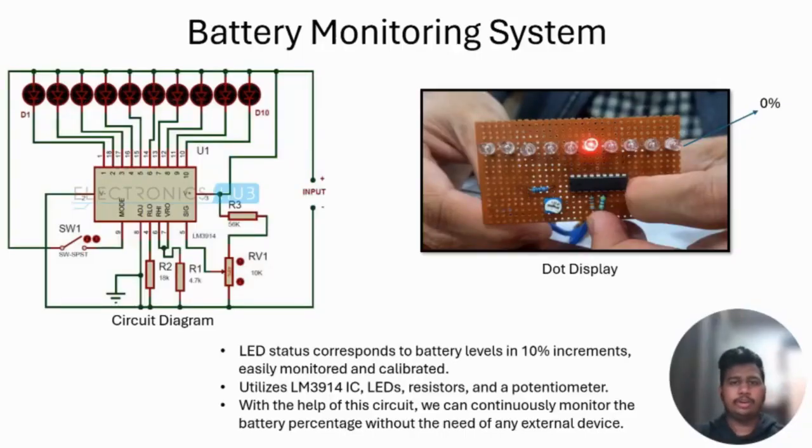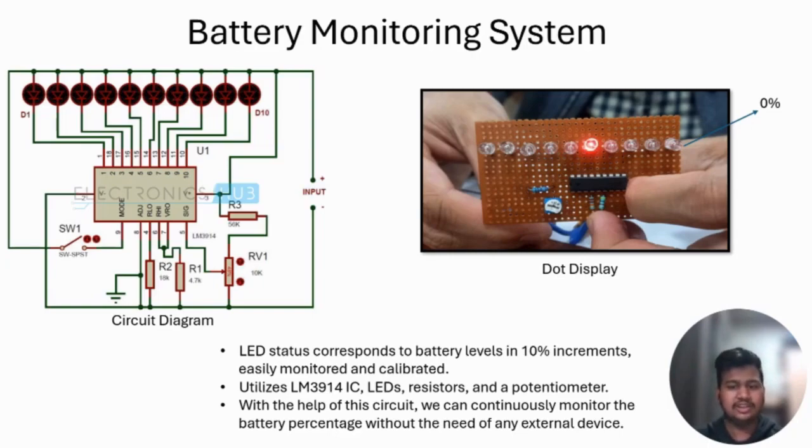So next comes the battery monitoring system. This basically helps us to continuously monitor the battery percentage left in our UAV without the help of any type of external device. We have our circuit diagram on the left. Our circuit diagram basically consists of an LM3914 IC, resistors, a potentiometer and LEDs. The other picture on the right side shows the live dot display of the circuit. It basically corresponds to the battery level in 10% increments.